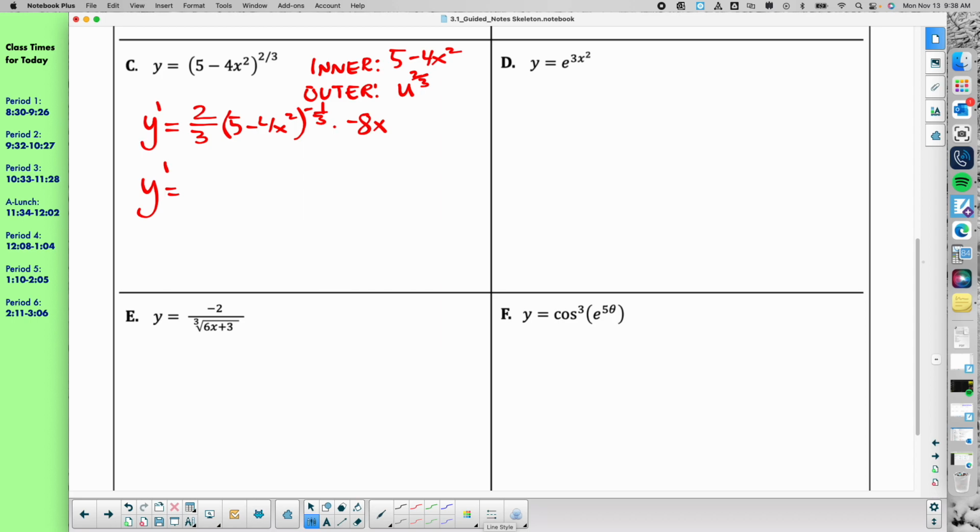We want to distribute the power first. The power of negative 1/3. I was distributing it to both the 5 and the negative 4x squared. Don't do that.